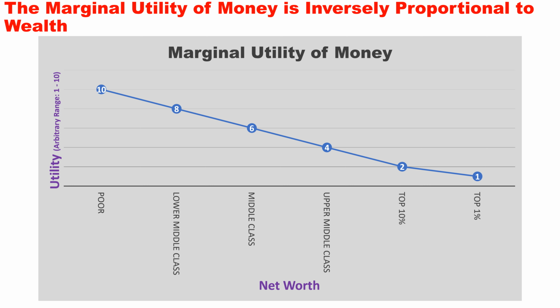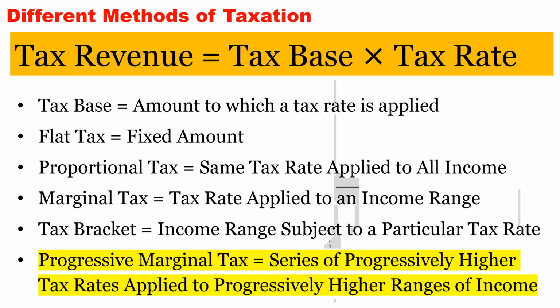It is well known in economics that the marginal utility of money declines with increasing wealth. Because the value of each additional dollar of income is worth much less for a wealthy person than for a poor person, wealthy people can be taxed at higher rates without decreasing their standard of living.